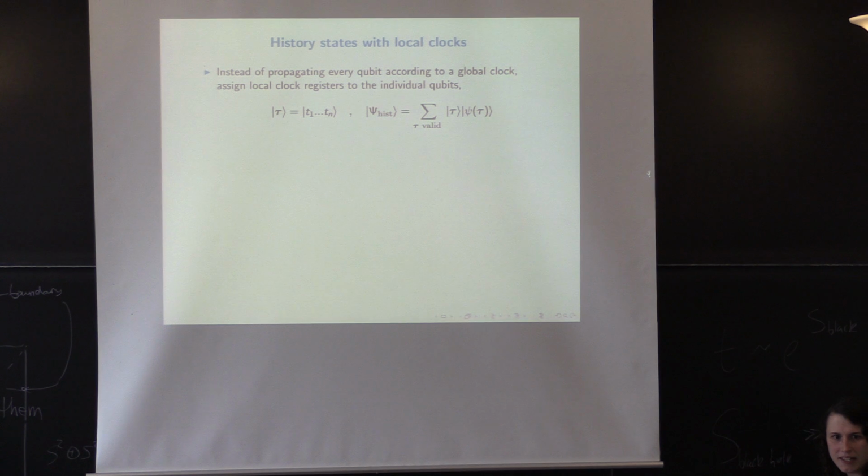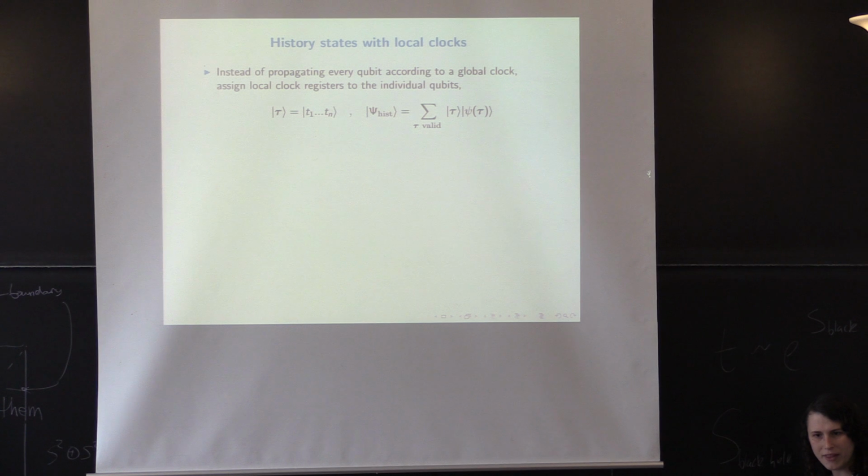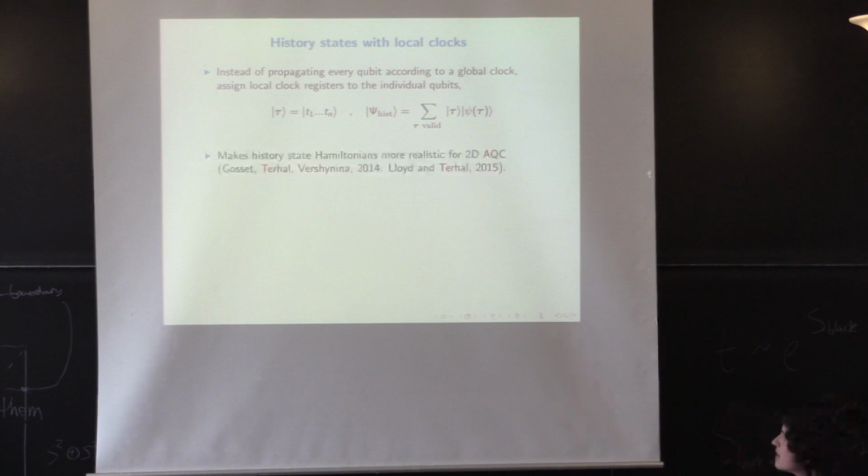And here validity means that if two qubits are supposed to go through a gate together at time t, you won't find one of them after t and one of them before t. So you have some sort of constraints on this. And this was proposed to make history state Hamiltonians more realistic for implementation.